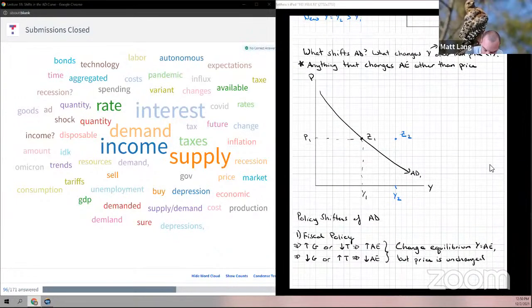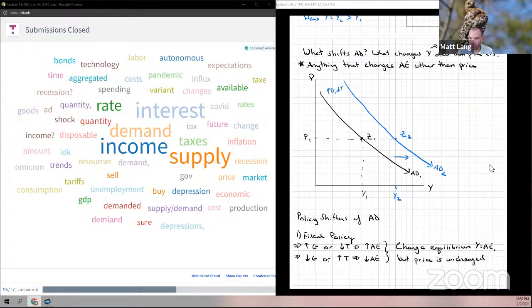So now our new AD curve goes through this combination of price P1 and then Y2. We're just shifting AD from AD1 to AD2. So this would be because we have an increase in G or a decrease in T. Conversely, let's complete the story.